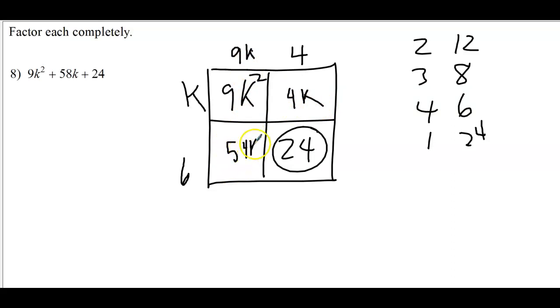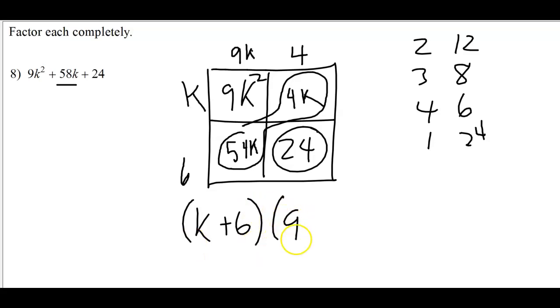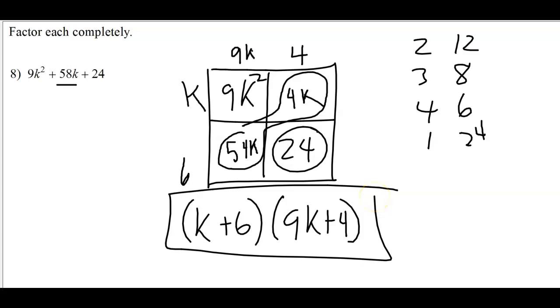Got lucky. Cool, it works. 54 and 4 makes 58, and there it is. So we have k plus 6 and 9k plus 4. And there you guys have it. All right, so you just got to keep trying combinations until you get one that works.